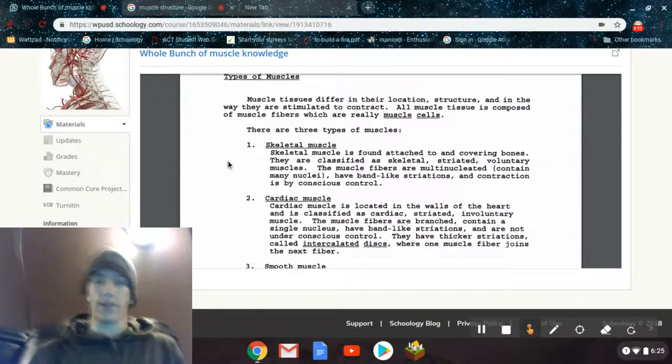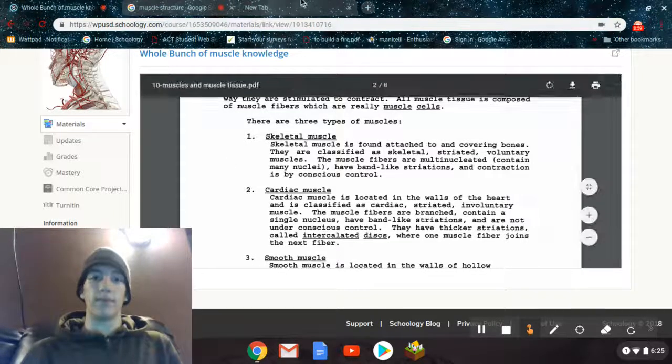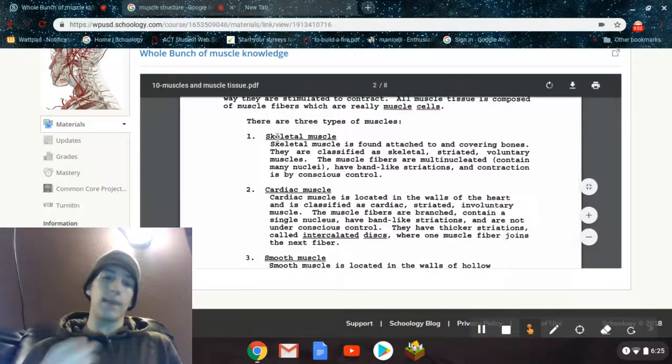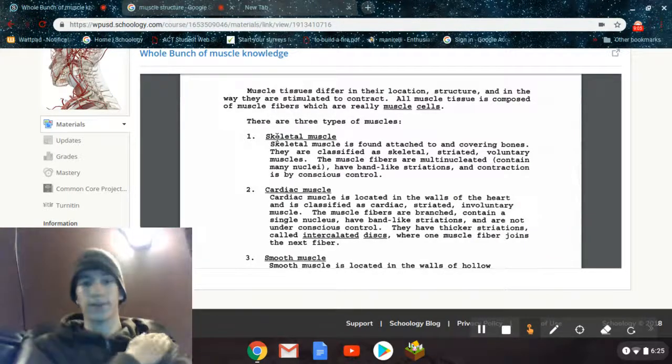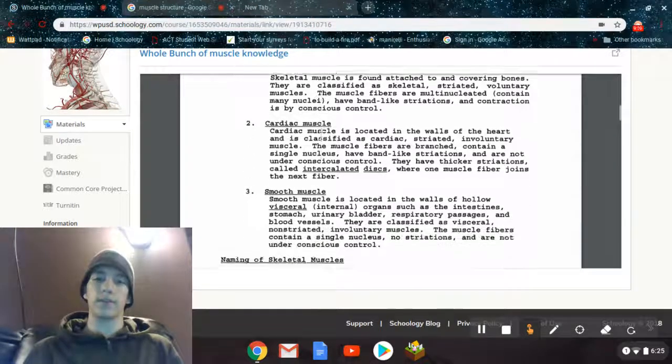He told us so. So all muscle tissue is composed of muscle fibers, like this. But there's three main types: skeletal, attached to your skeleton; cardiac, your heart; and smooth muscle, which is mostly in your digestive system.